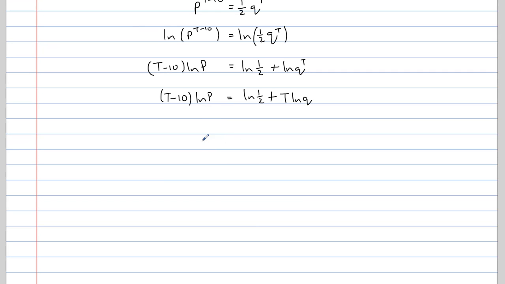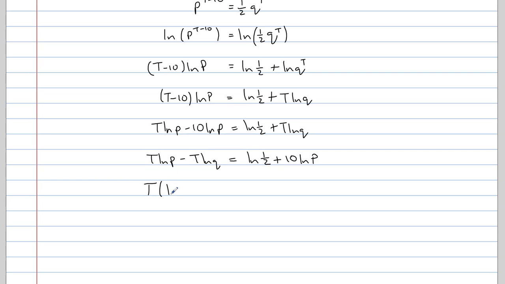From here, in order to isolate t on its own, I'm going to try and get all of the terms with a t in them on the left hand side. Expanding out this bracket gives me t log p minus 10 log p. And then moving a few terms about, I'll move the t log q onto the left hand side, and I'll move the 10 log p onto the right hand side. And then I can factorise the left hand side to get t bracket log p minus log q. And on the right hand side I'm going to put this 10 back inside the power up here, so I get log a half plus log p to the power 10.